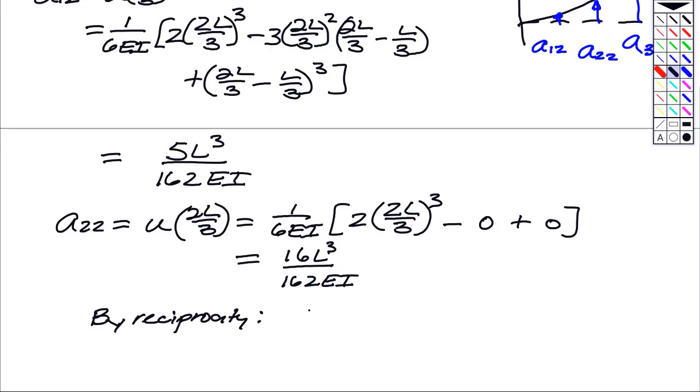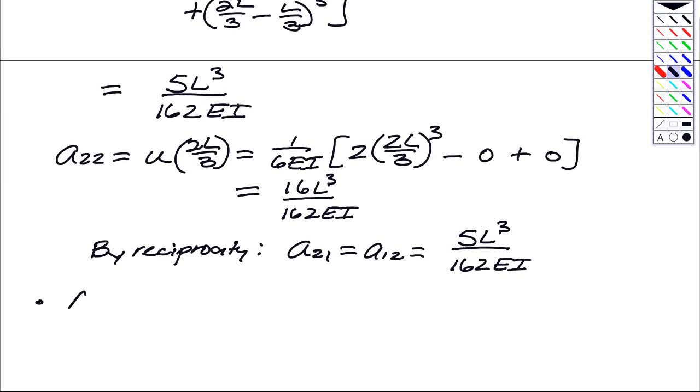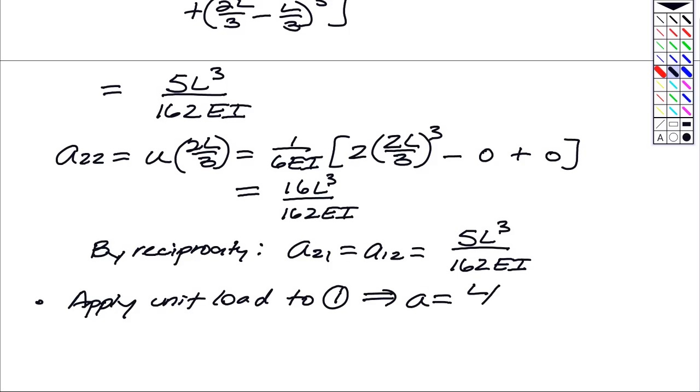A21 is the same thing as A12, which, as we just found above, is 5L cubed divided by 162 EI. So we only have one more to go. We're going to move the unit load over to 1. In other words, our parameter A is going to be equal to L over 3. That's the location of the load.